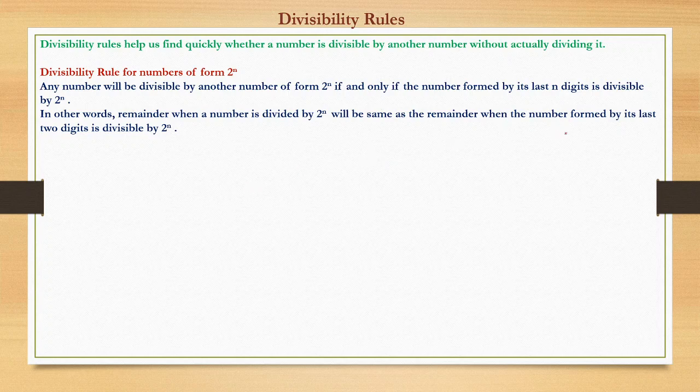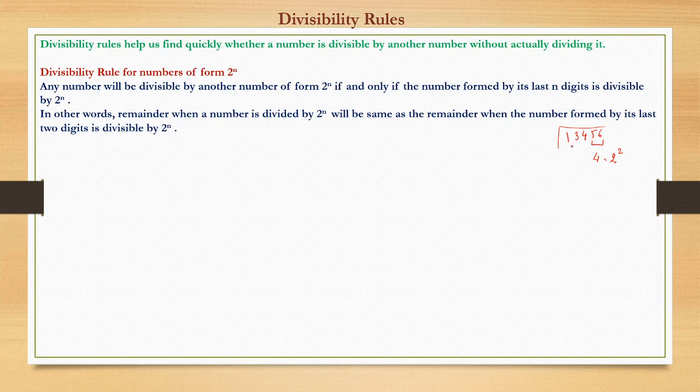Suppose I have written an example, 1, 3, 4, 5, 6. Suppose I want to check whether this number is divisible by 4 or not. Since 4 can be written as 2 raised to power 2, I just check the last two digits of the number, which is 56. If 56 is divisible by 4, then the whole number 1, 3, 4, 5, 6 will be divisible by 4.